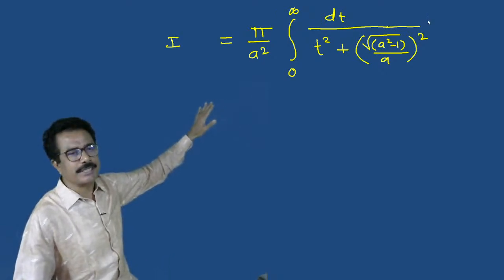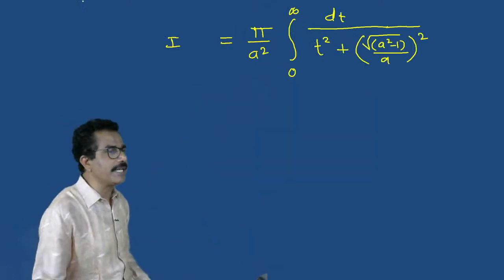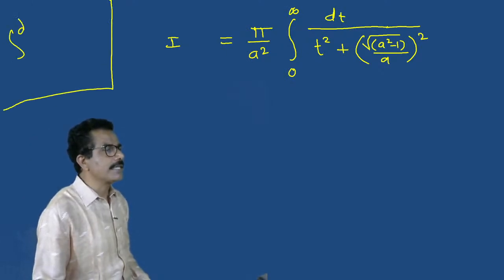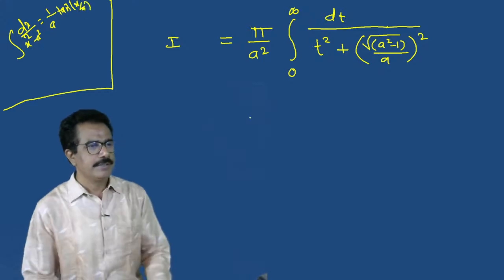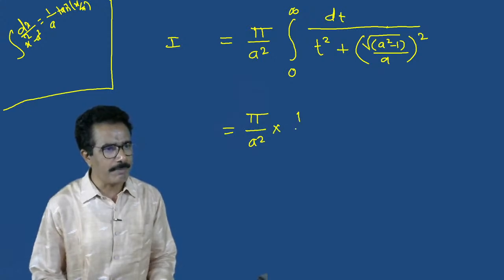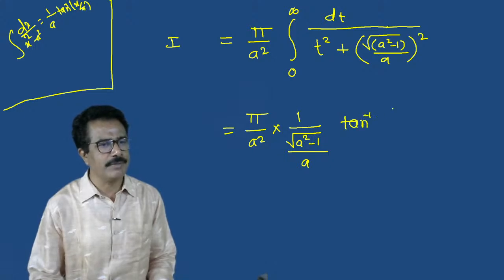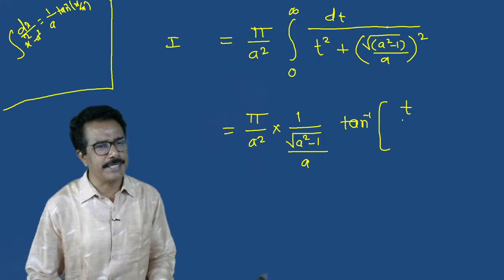So the standard form, tell me: what is the standard form of 1 by x square plus a square? You know that the integral of dx divided by x square plus a square gives 1 by a tan inverse of x by a. So put this pi upon a square into 1 by (root of a square minus 1 divided by a) tan inverse of t upon (root of a square minus 1 divided by a).